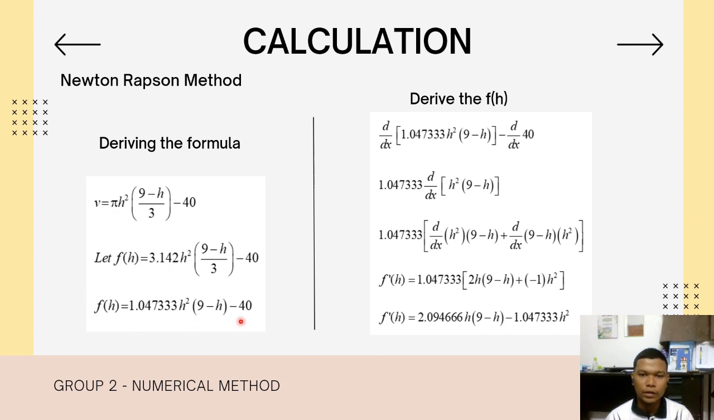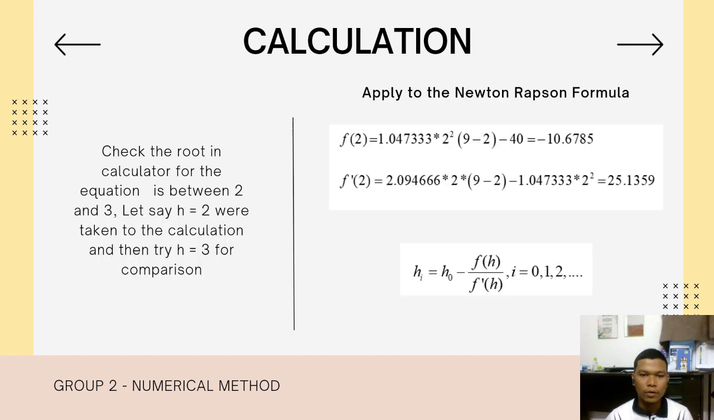Continuing to the Newton-Raphson method, we have to simplify the f(h) function and then differentiate it to use in the calculation of the Newton-Raphson formula. We check the root in the calculator for the equation between 2 and 3. So let's say we take h equal to 2 and substitute into the function f(h) and f'(h). Then we use the formula of the Newton-Raphson method.